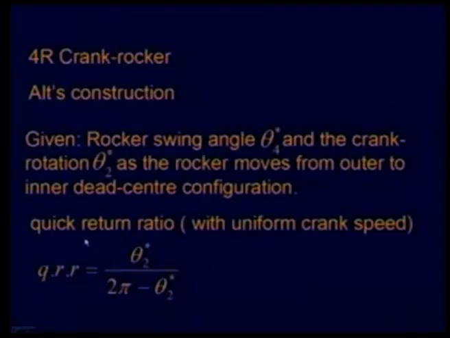Here, as you will see, the quick return ratio will be defined as theta 2 star by 2 pi minus theta 2 star.